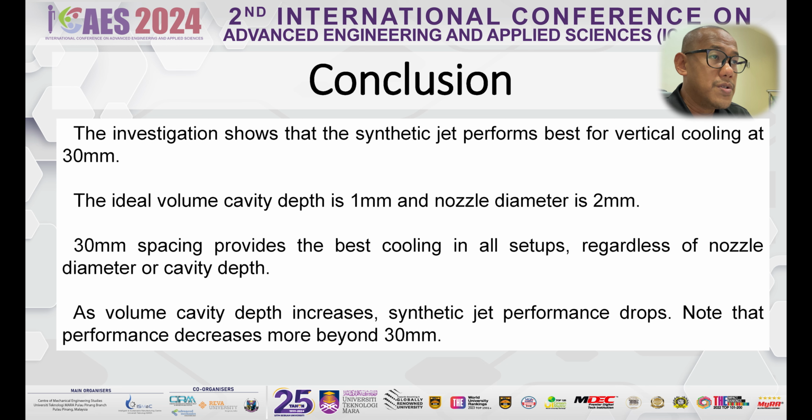The investigation shows that the synthetic jet performed best for vertical cooling at 30 mm. The ideal volume cavity depth is 1 mm and the nozzle diameter is 2 mm. 30 mm spacing provides the best cooling in all setups, regardless of nozzle diameter or cavity depth. As volume cavity depth increases, synthetic jet performance drops. Note that performance decreases more beyond 30 mm.